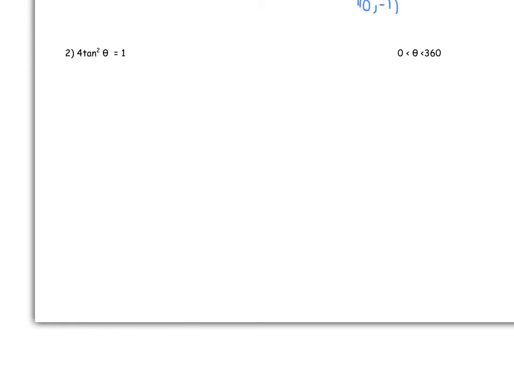Example 2. First thing that we want to do is substitute for the given trig value. And the trig function that we have is tangent. So we're going to let x equal tangent of theta. And let's write that down. And then we could substitute back in. So 4x squared equals 1.